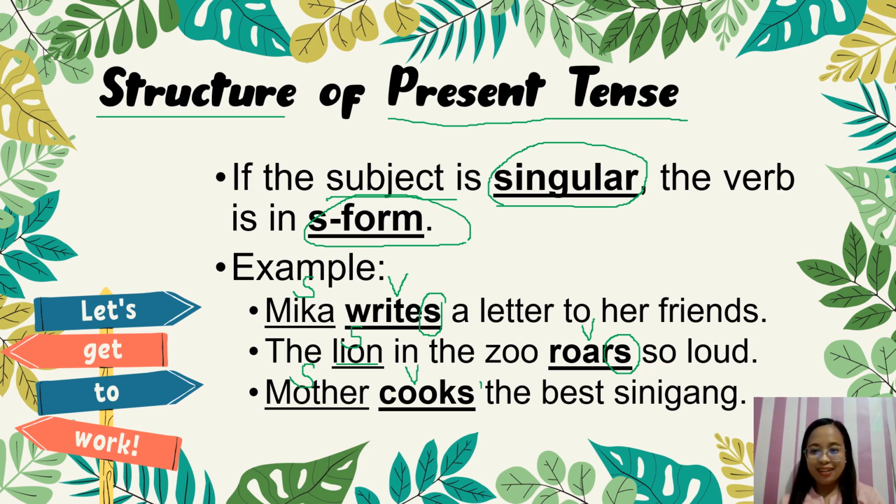Okay, notice there's a letter S because the subject mother is singular. Again, we repeat: if the subject is singular, the verb is in S form. There's an S in the verb. Understand? Okay, very good. Next one.